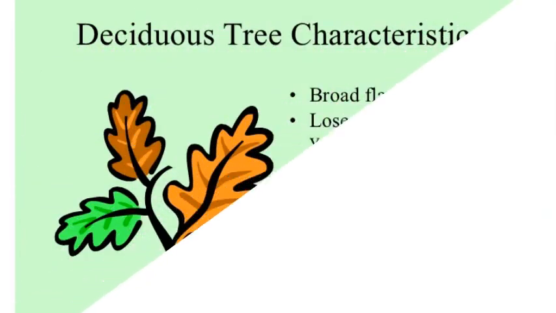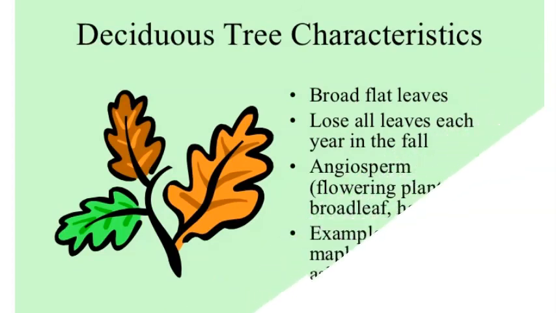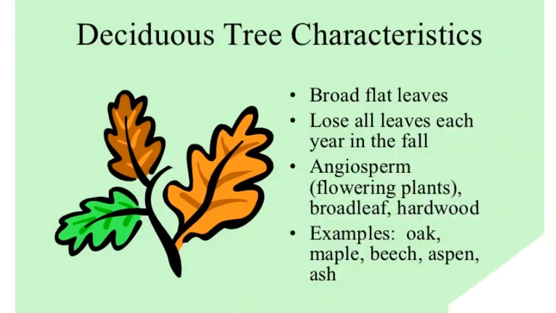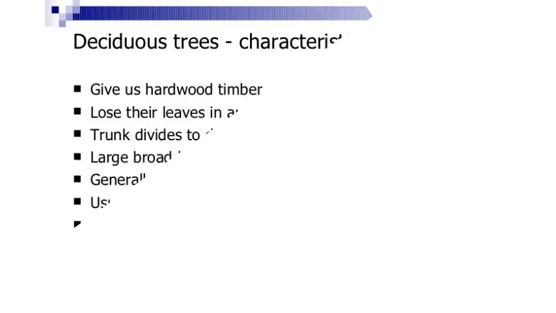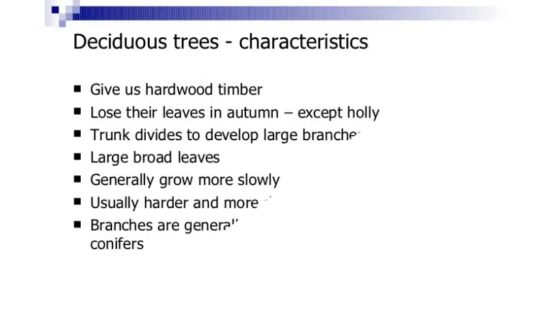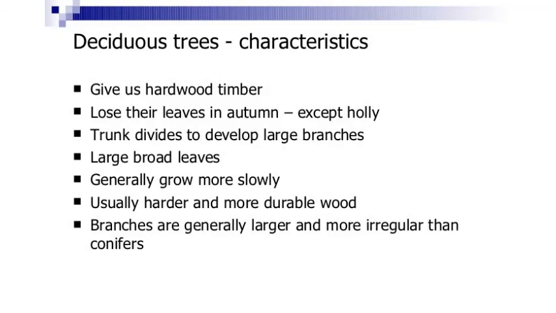Name some deciduous trees. Characteristics: broad flat leaves. Lose their leaves each year in the fall. Flowering plants. Hardwood timber, lose their leaves in autumn except holly. Trunk divides to develop large branches, large broad leaves.